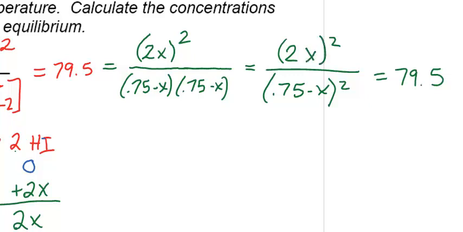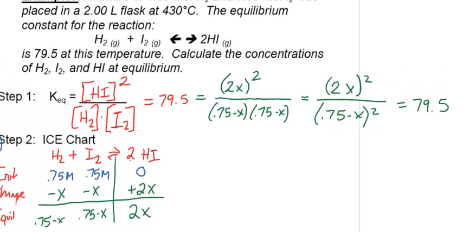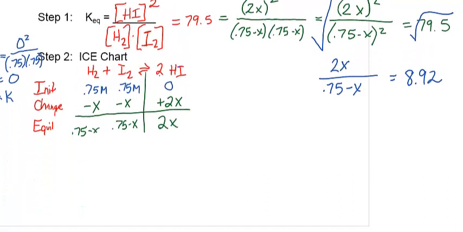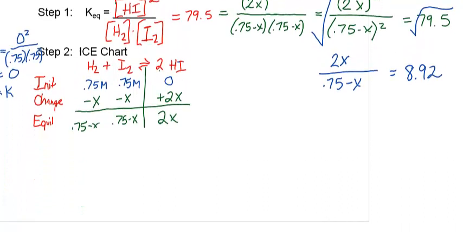Okay. Now notice that the easiest way to solve for this algebraically is going to be to take the square root of this, because these are both squared, so if you square root it, we'll get rid of those squareds and not have to do the quadratic equation or something crazy. Now if you do it to one side, you got to do it to the other as well. And so when you do that, you'll end up with 2x over 0.75 minus x equals 8.92. And you don't need to worry about the negative possibility in the square root because this is chemistry and we don't deal with negative substances, only positive. You can't have a negative concentration.